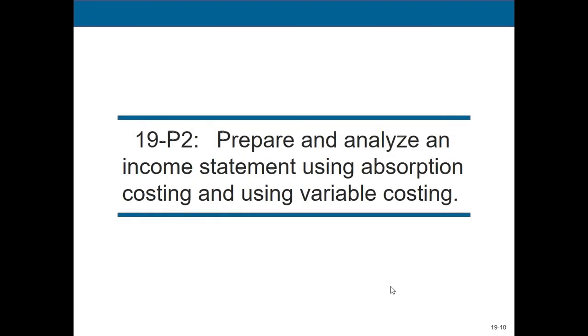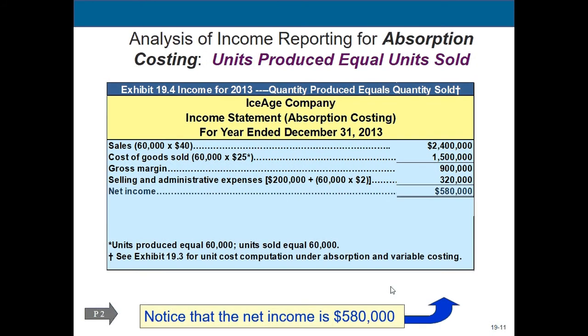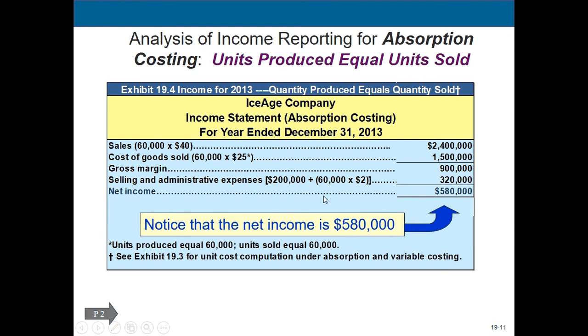So let's look at the income statement using absorption and then using variable. So here we go. We're talking about Ice Age using that very same data. This is the income statement under absorption costing. This is the way we've been doing it all along. It's for the year ended December 31, 2013, the year that we produced 60,000 and we sold 60,000.